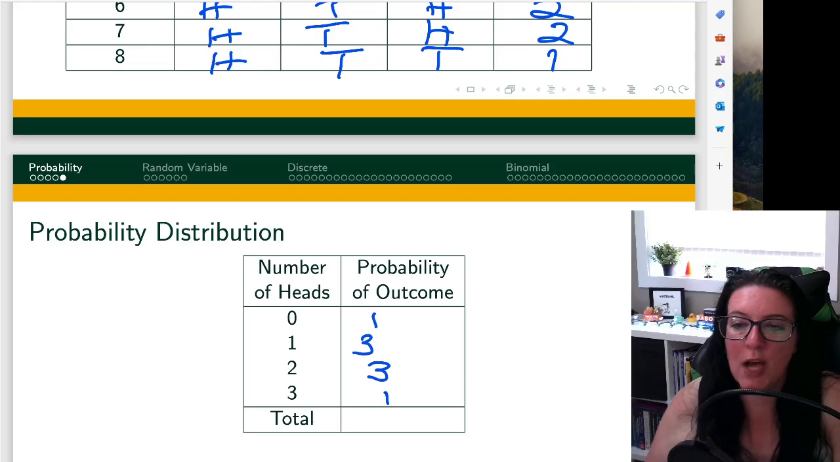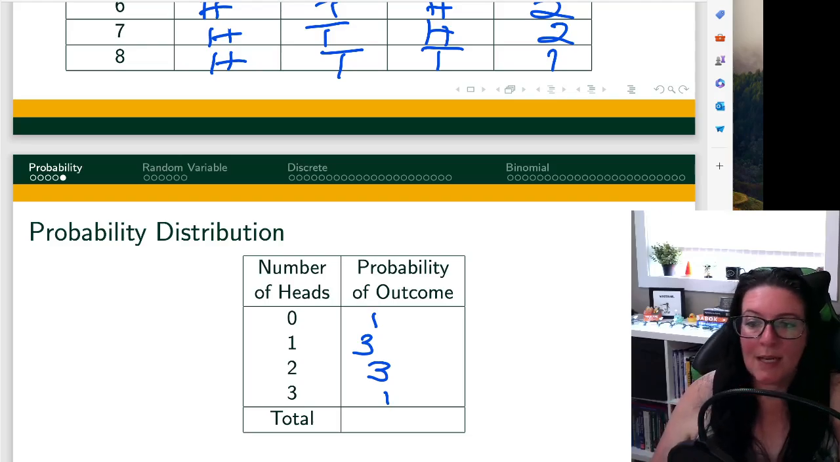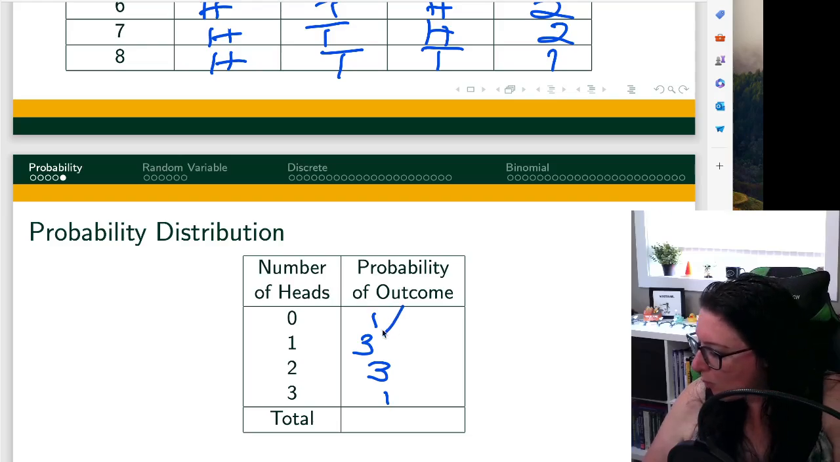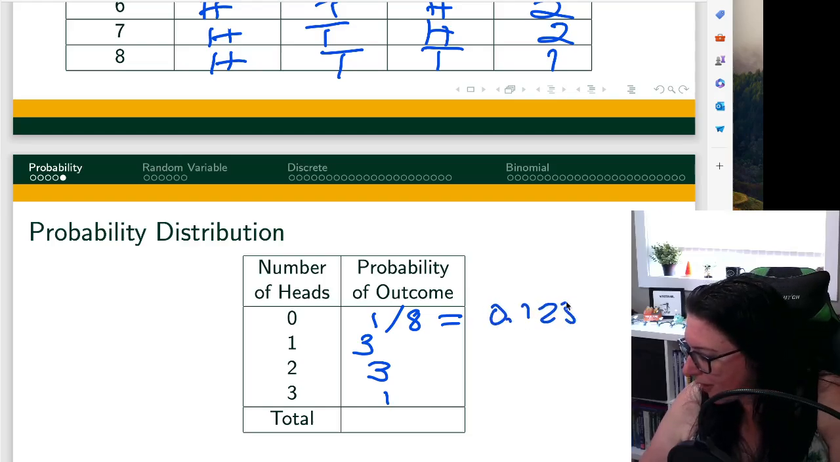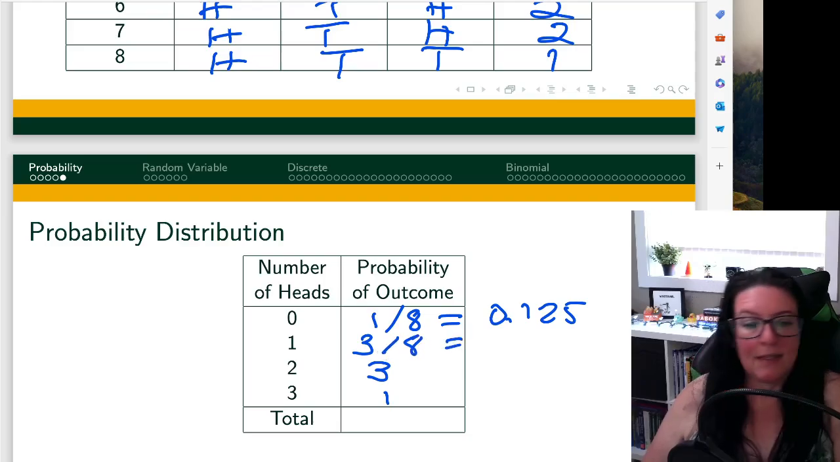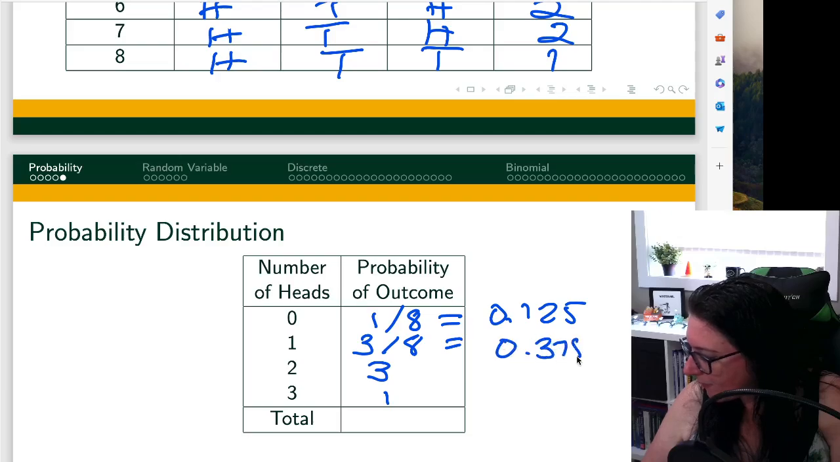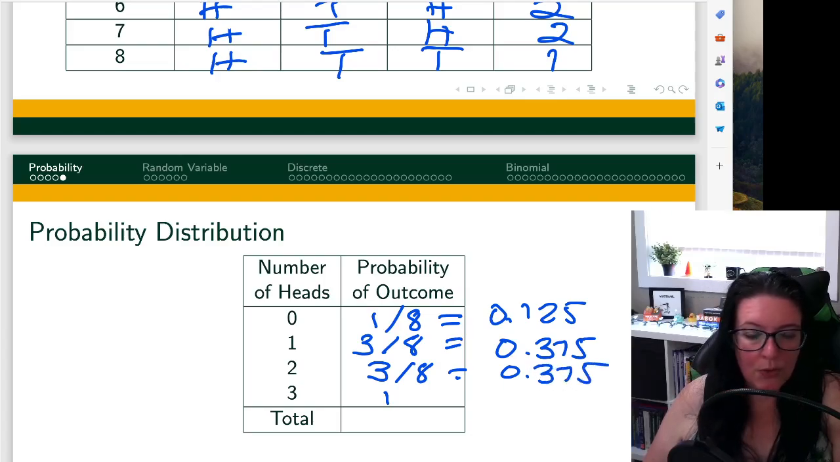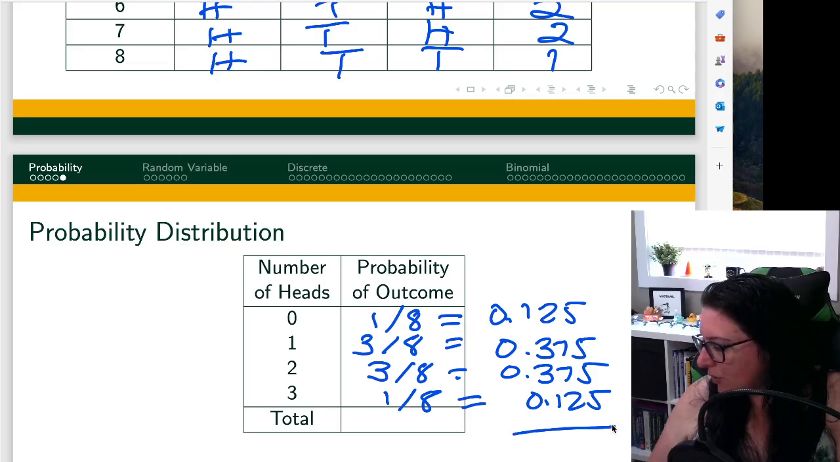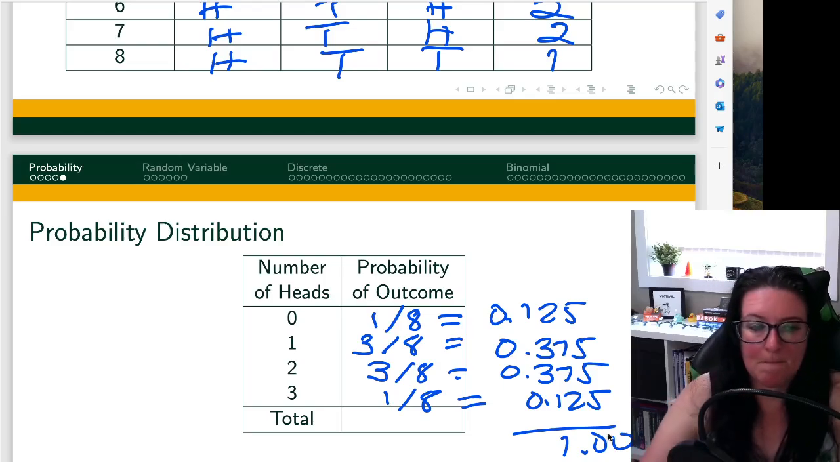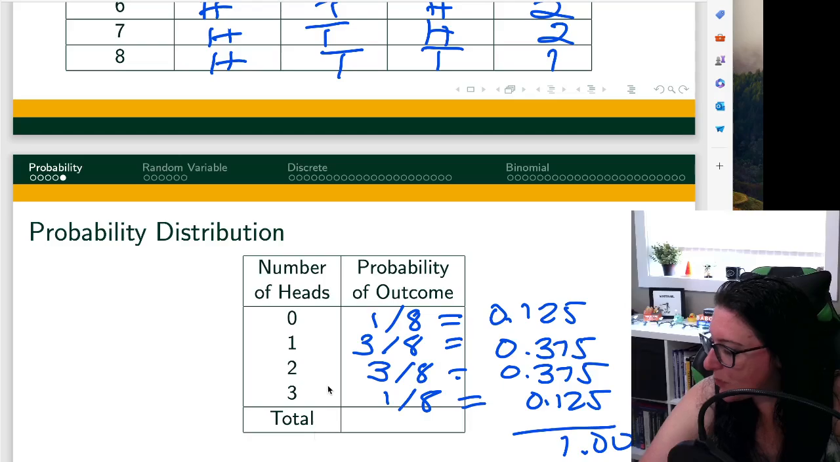So the probability of each outcome is going to come from the fact that we did 8 different runs here. 1 divided by 8 gives the probability of getting 0 heads, which is 0.125. 3 divided by 8 is 0.375. And for 3 heads, we have 1 out of 8 times that occurred, so we get 0.125. Okay, and we add all of those together, and that should equal 1. So we've created a probability distribution here.